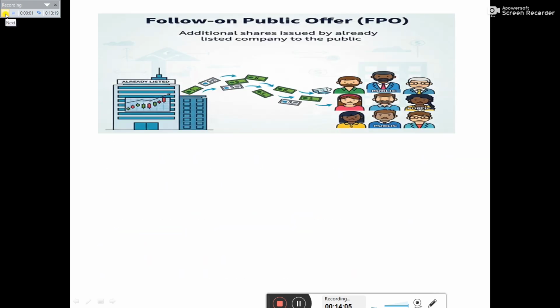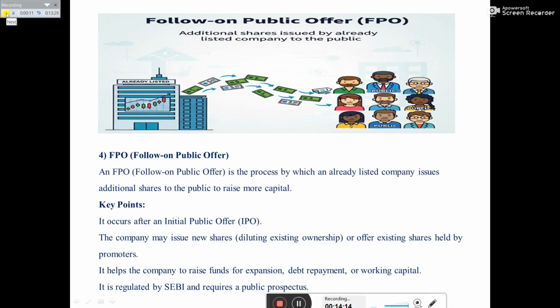Next, go with follow on public offer, FPO. What do you mean by this FPO? Follow on public offer is a process by which an already listed company issues additional shares to the public. Already listed company, it's an old company, already it is in the listed list. They are issuing additional shares to the public to raise more capital.